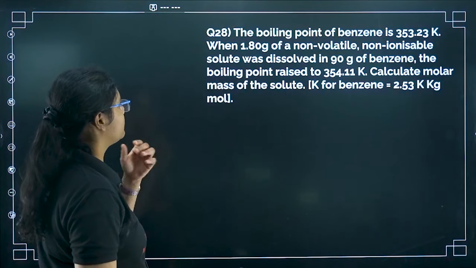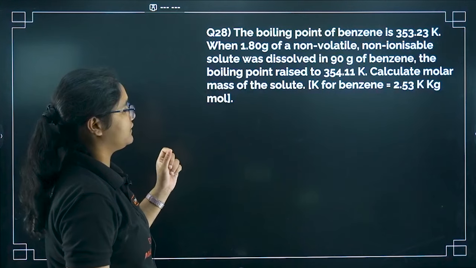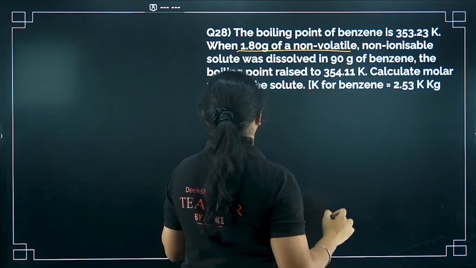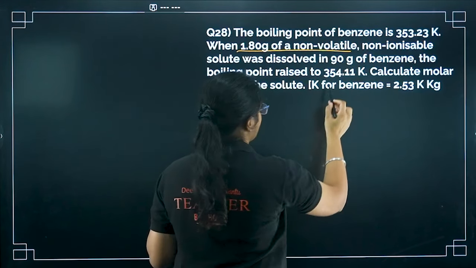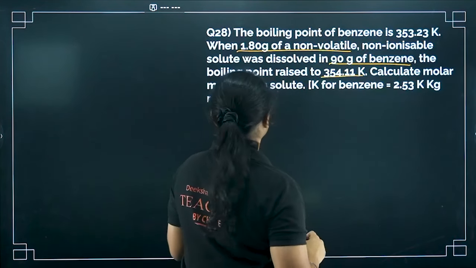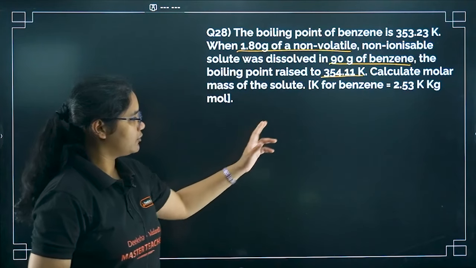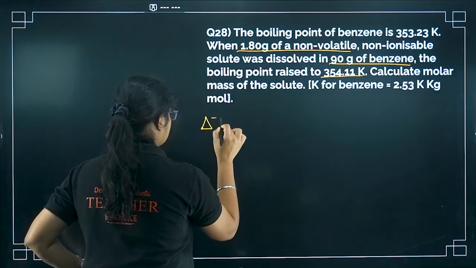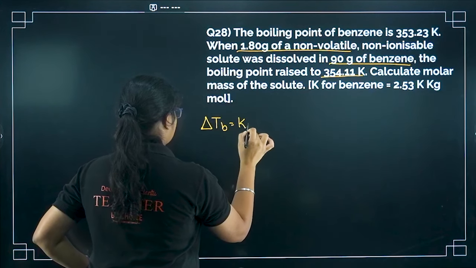Next we have: the boiling point of benzene is 353.23 Kelvin. When 1.8 gram of a non-volatile, non-ionizable solute was dissolved in 90 gram of benzene, the boiling point rose to this much. Calculate the molar mass of the solute. Kb for benzene is given. So this is a direct question from this formula, that is delta Tb is equal to Kb into m.